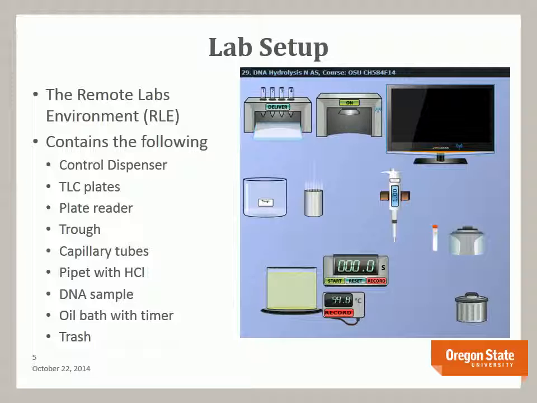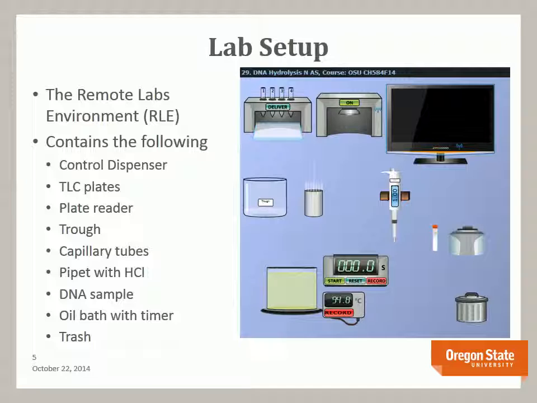It contains the following. In the upper left-hand corner is the control dispensers. This has 3 control bases for reference. Underneath that are the TLC plates. Next to this is the plate reader that gives the output on the monitor. The next row contains the trough, which contains the solvent for the thin layer chromatography. There are also capillary tubes for transferring samples. There is a pipette for delivering, in this case, hydrochloric acid.